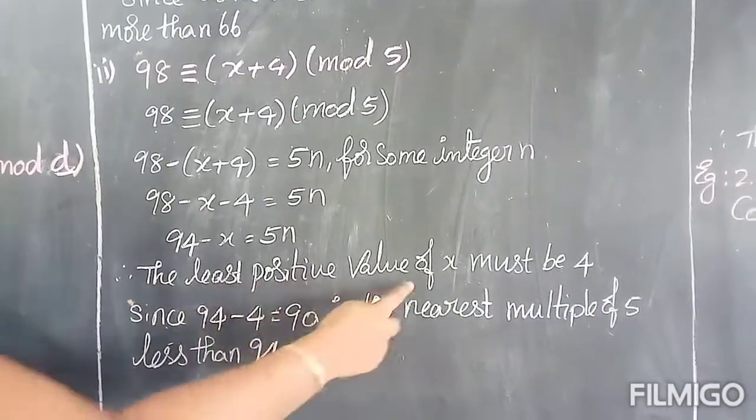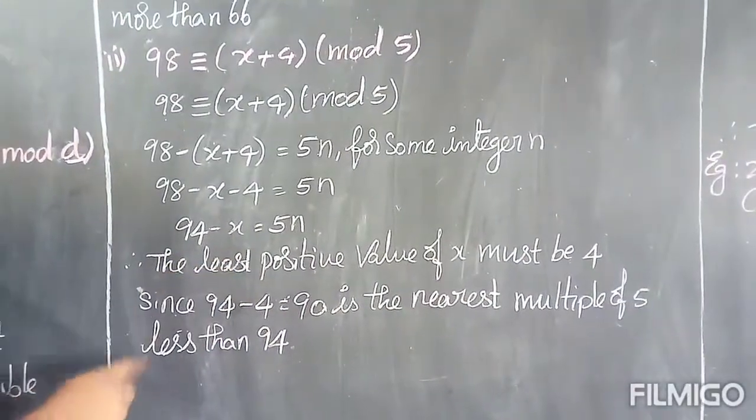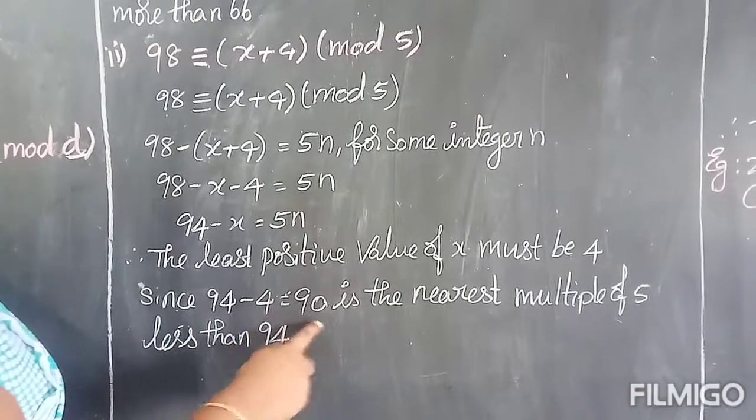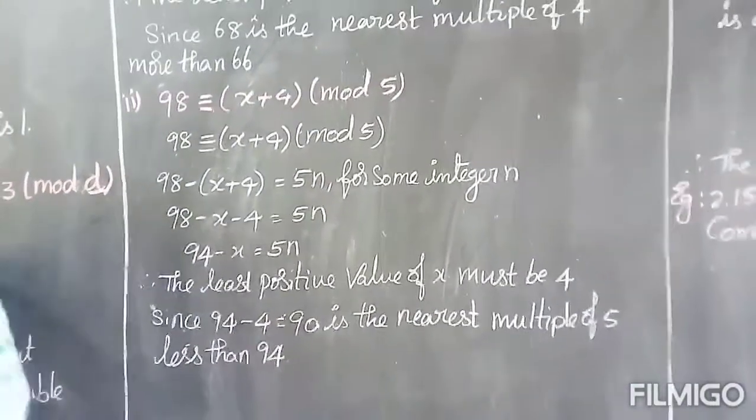So the least positive value of x must be 4. If you put 4, it will be divisible by 5, since 94 minus 4, 90 is the nearest multiple of 5 less than 94. Is it clear?